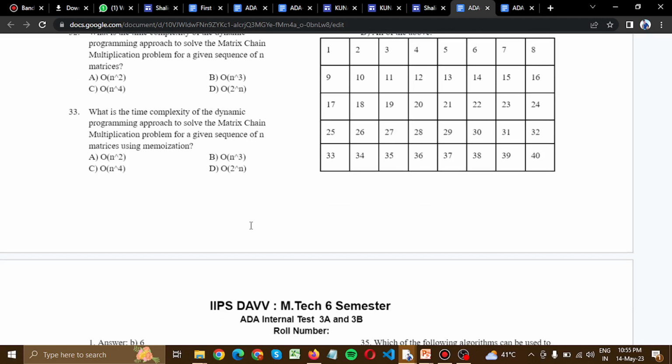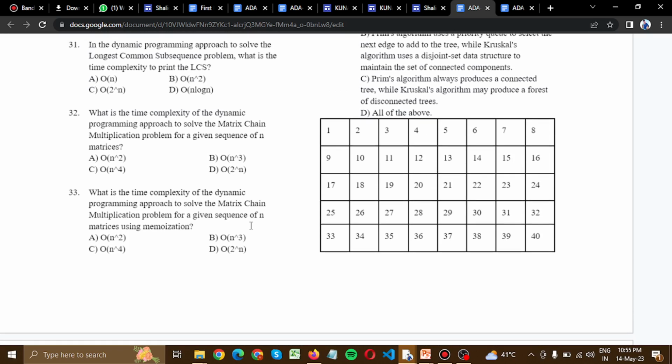Now next question number 33. What is the time complexity of the dynamic programming approach to solve the matrix chain multiplication problem for a given sequence of n matrices using memoization? The time complexity of the DP approach to solve the matrix chain multiplication problem for a given sequence of n matrices is big O(2 to the power n). So option D is correct.